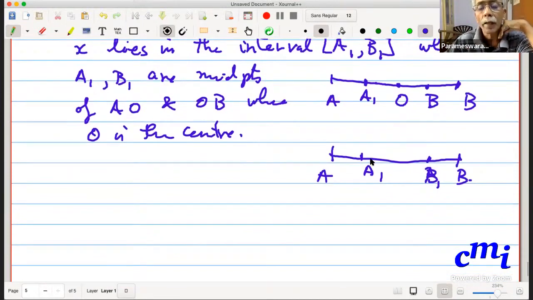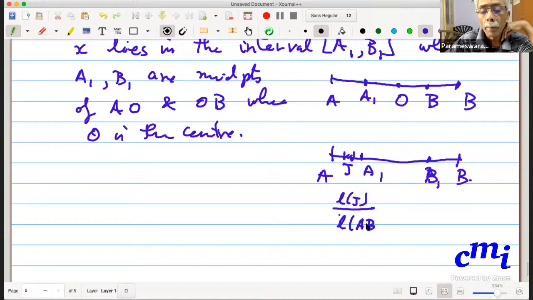So it's natural to stipulate that the probability that x will lie in this interval is the length of A1B1 divided by the length of AB. Or in other words, if you choose any interval here, what is the probability that a point chosen at random will fall in this interval? That will be, if this is J, the length of J divided by the length of AB. Okay, the probability that x is in J is equal to this.